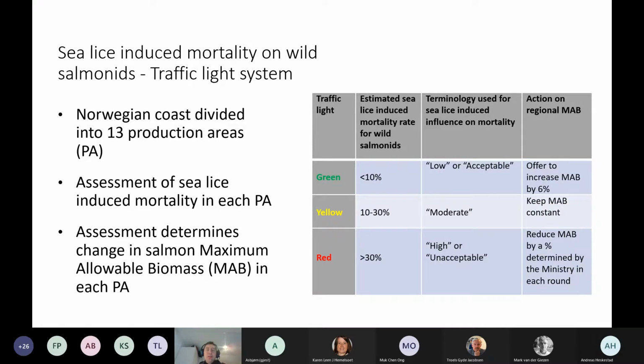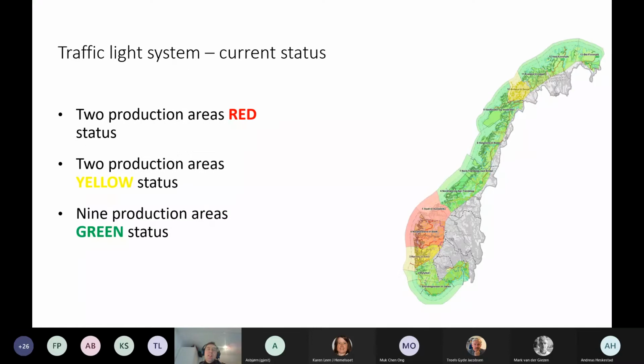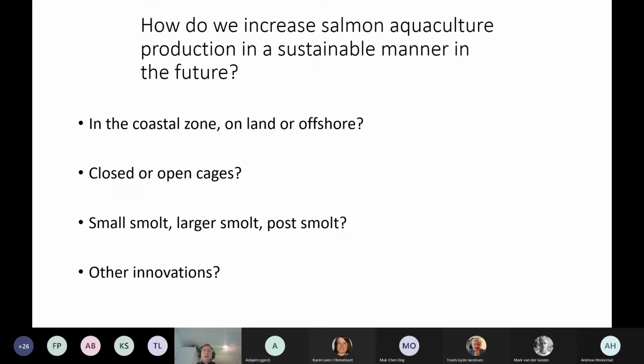It's in the court system right now, and there's definitely need for more research, a better scientific basis for this system. So this is the status that we have today. We have two production areas in red, and then we have two in yellow and nine in green at the moment. The question is, how do we increase salmon aquaculture production in a sustainable manner in the future?